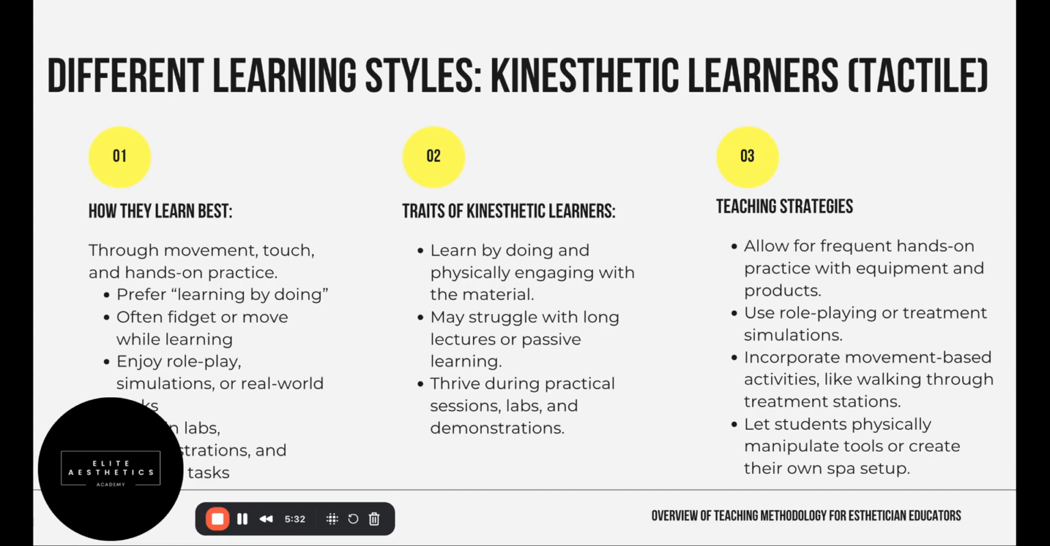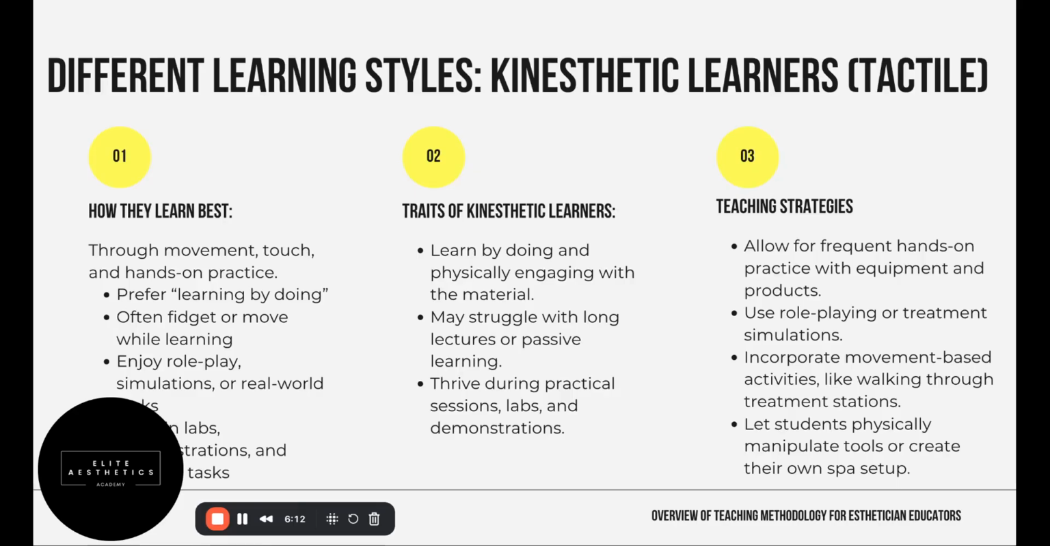Some strategies to incorporate for tactile learners: allow for frequent hands-on practice with equipment and products, use role-playing or treatment simulations, incorporate movement-based activities like walking through treatment stations, and let students physically manipulate the tools or create their own spa setup. So that's why in our academy we do have individual rooms. We show them how to set up and break down rooms. We show them where supplies are. And so we try to make it as much as possible a real world application to prepare them for practicing with the public.